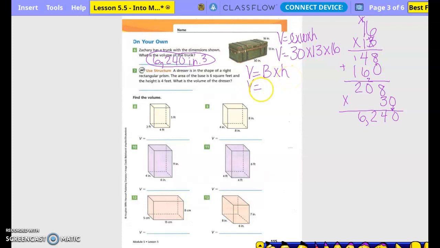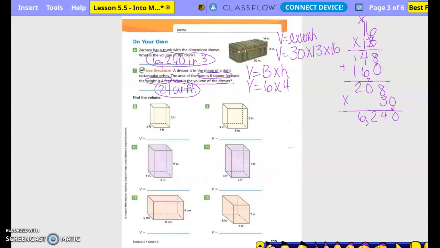Okay, so volume equals, what was our base area? So base is right here, height is here, and what is the volume of the dresser? So what are my numbers I'm going to plug in? 6 for the base area, 4 for the height. Okay, so 6 times 4 is 24. So 24 cubic feet, or I could write 24 feet cubed, either way.